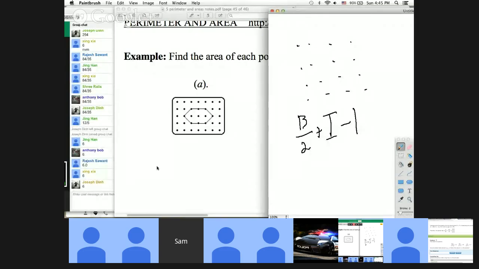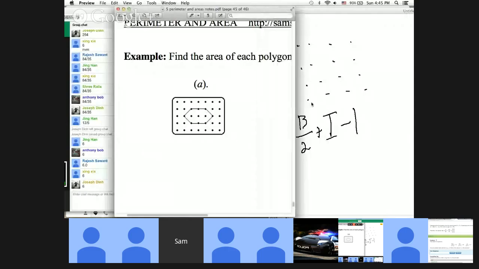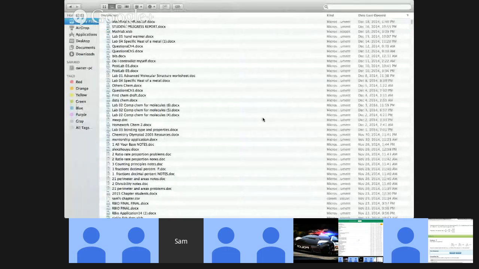Right, nice job to everybody who got it. The answer is 6. You add up the number of points on the boundary: 1, 2, 3, 4, 5, 6, 7, 8. You count 8. That's 8 divided by 2, plus the number of points on the inside: 1, 2, 3. Oh, sorry, 8 divided by 2 is 4, plus 3 minus 1 gives us 6.